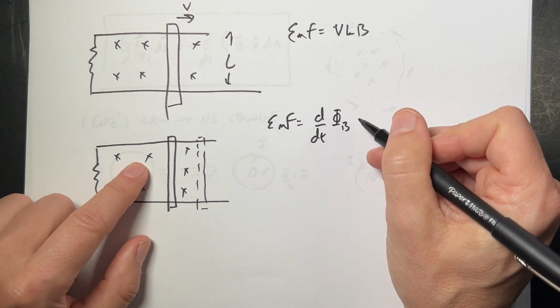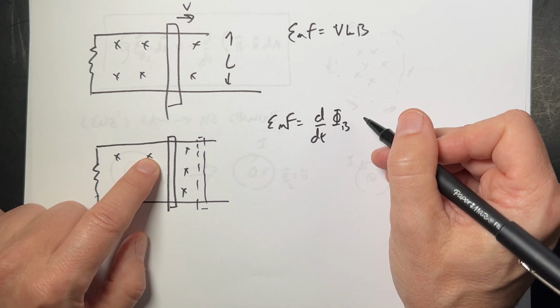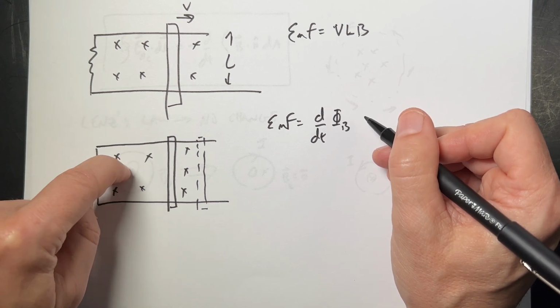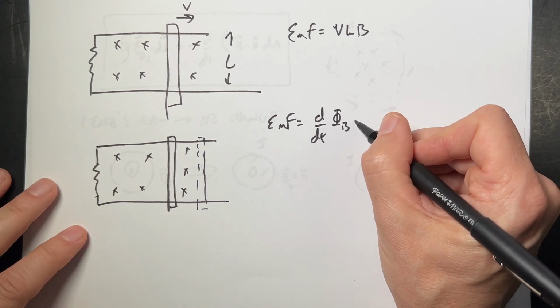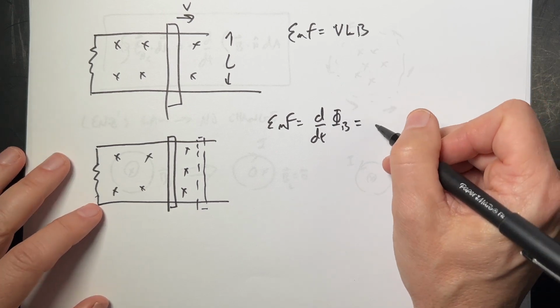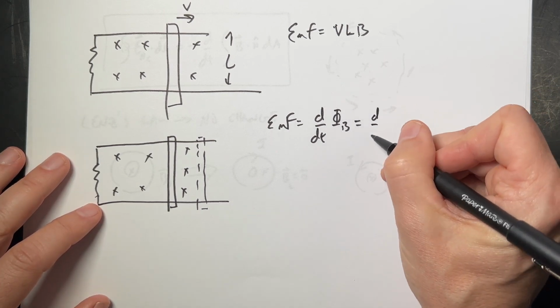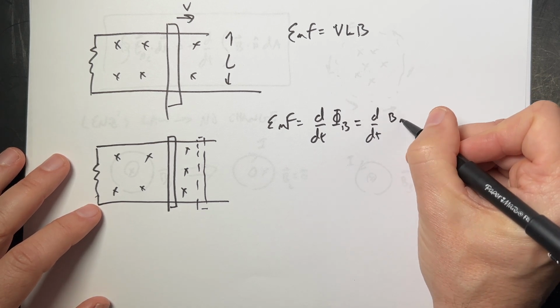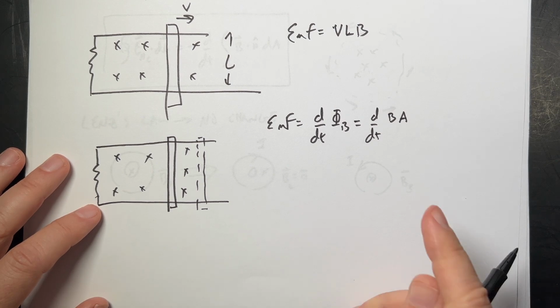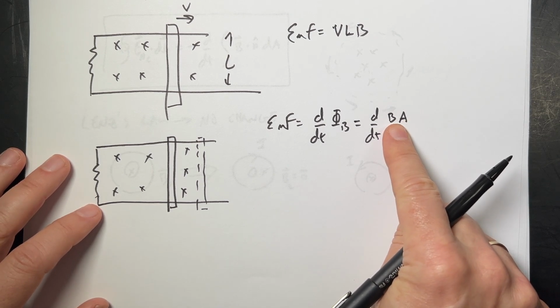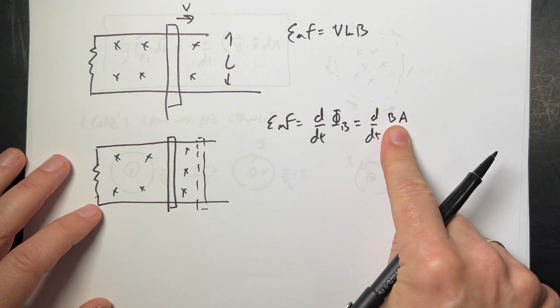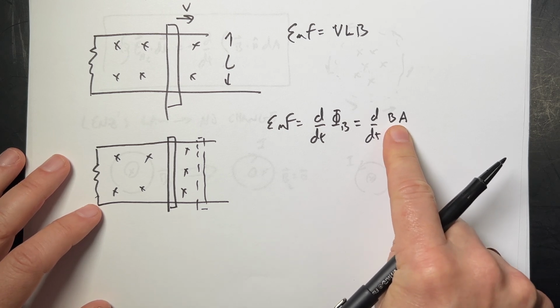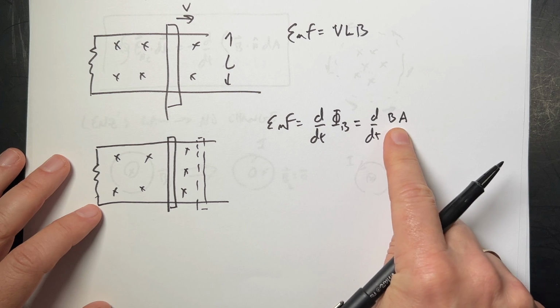And if I write the flux in this case, since the magnetic field is in the same direction as n hat, right, because it's perpendicular, then I can write this as the derivative of the magnetic field times the area. That's true because B and n hat are in the same direction. I don't even need to integrate. Everything's constant. I just get B times A for the magnetic flux.